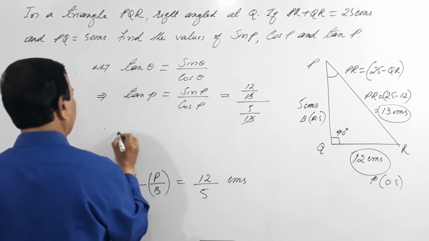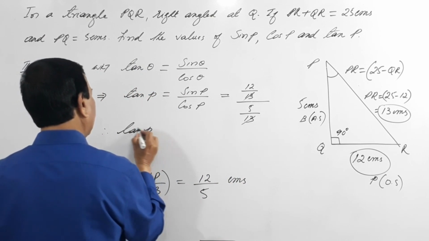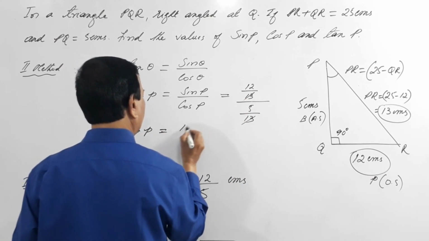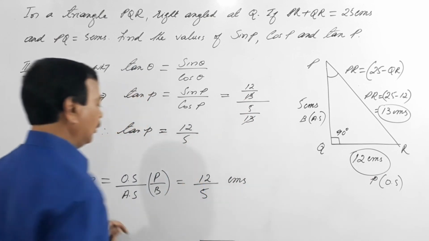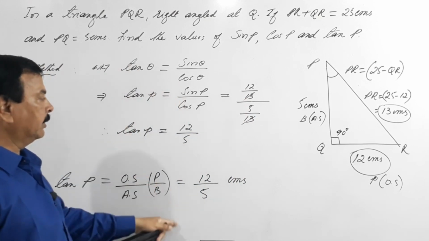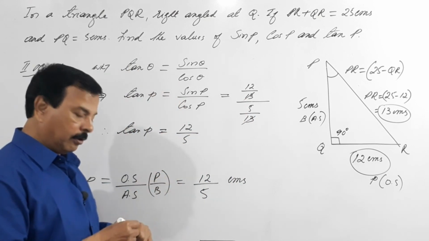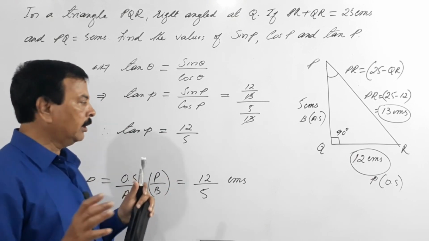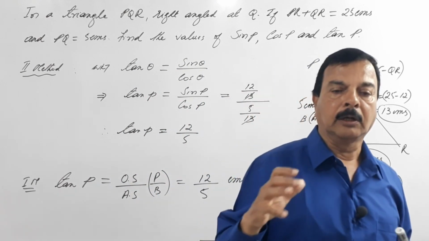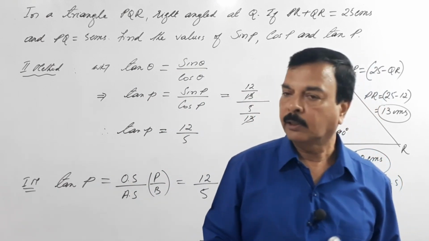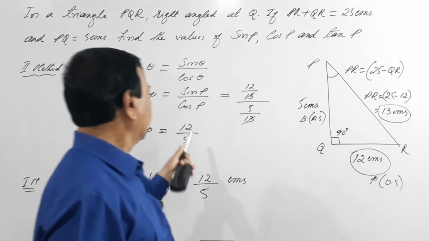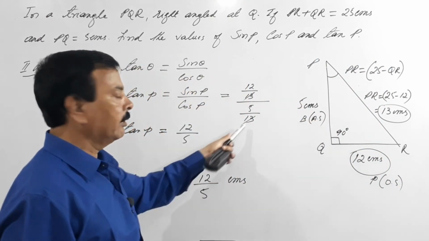So therefore tan P equals to 12 by 5. What you got? 12 by 5. So whether you follow this method or this method, the value is same. So easy to remember. If you are thinking about the easiest method, and if you are familiar with the formulas, all these trigonometry ratios, either you can directly substitute the values or you can do this.